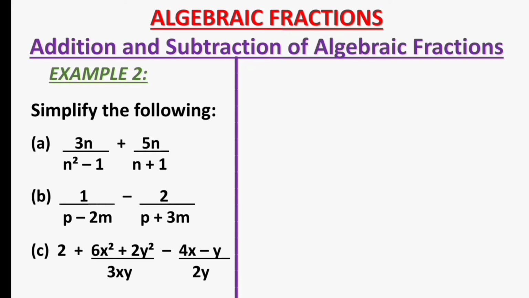Next, let's see our second example involving addition and subtraction of algebraic fractions. Example 2. Simplify the following. Example 2a involves the addition of algebraic fractions. Example 2b involves the subtraction of algebraic fractions, while example 2c involves both the addition and subtraction of algebraic fractions.